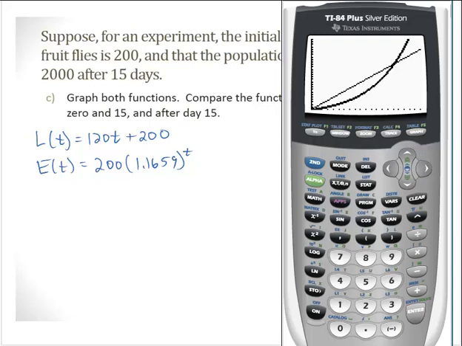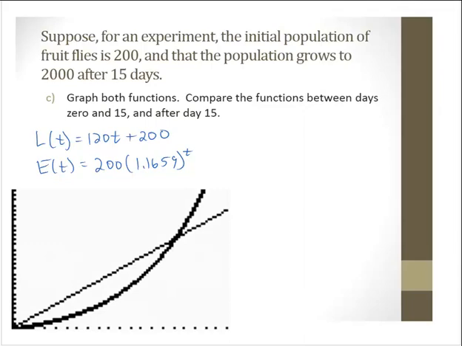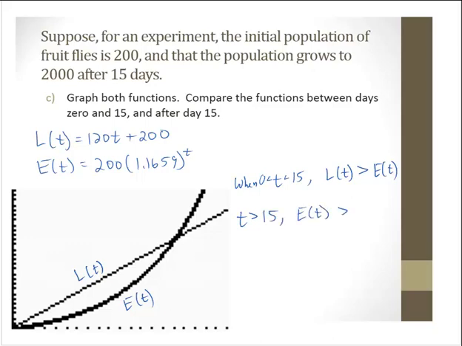Let me grab the picture and put it on the slide. So here we have our linear function and our exponential function. Notice, between days 0 and 15, so when t is between 0 and 15, L of t, the linear function, is greater than the exponential function. However, for t greater than 15, the exponential function is greater than the linear function. And they will never cross again.